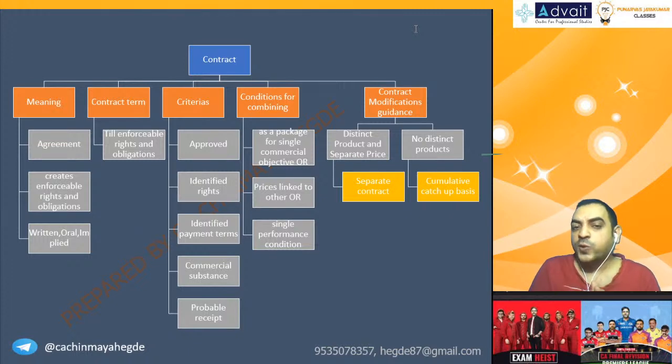That is what you had earlier in AS7 on day 11, and based on that a question also came in the last attempt in November 2019. A cumulative catch-up basis is basically retrospective calculation, not retrospective effect, but retrospective calculation. I'll come to that. We'll do one problem. I hope you got the point now on contract modification about distinct product and standalone selling price. Let's do a problem.